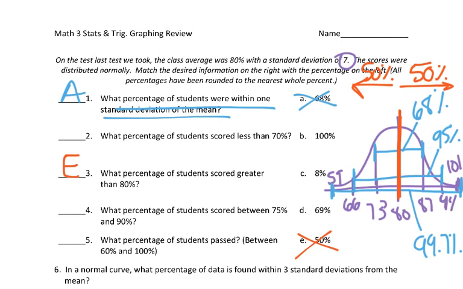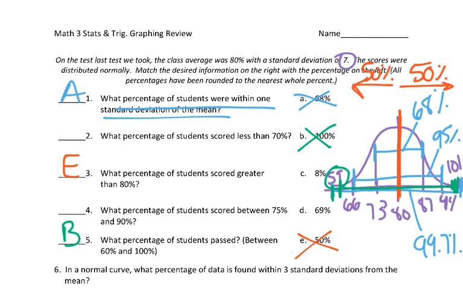So 60% is pretty close to that last standard deviation, right, of 59. 100% is pretty close, so it's pretty much, we could probably just round that up and consider that to be 100% of our students, right? So now we've got C and D, 8%, 69%.